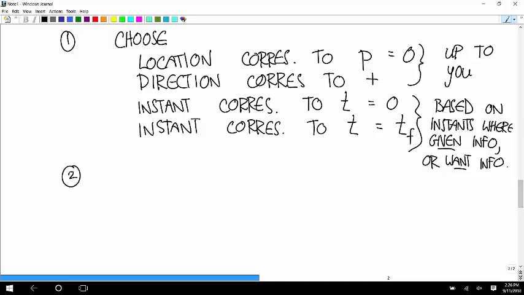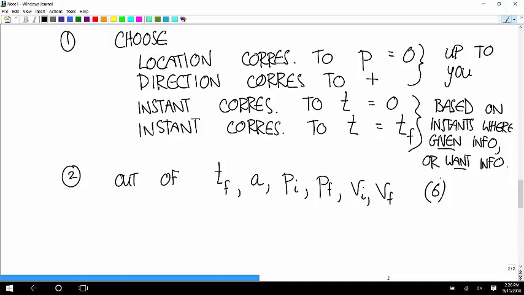Second, the variables that appear in these equations. So those variables are TF, A, PI, PF, VI, and VF. So that's 6 total variables.